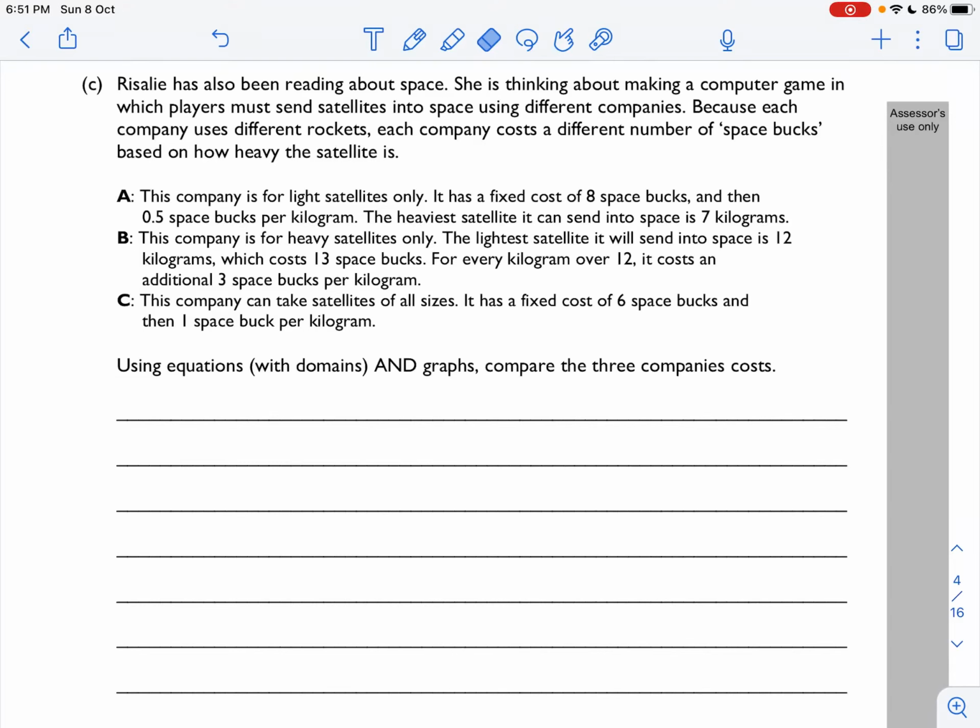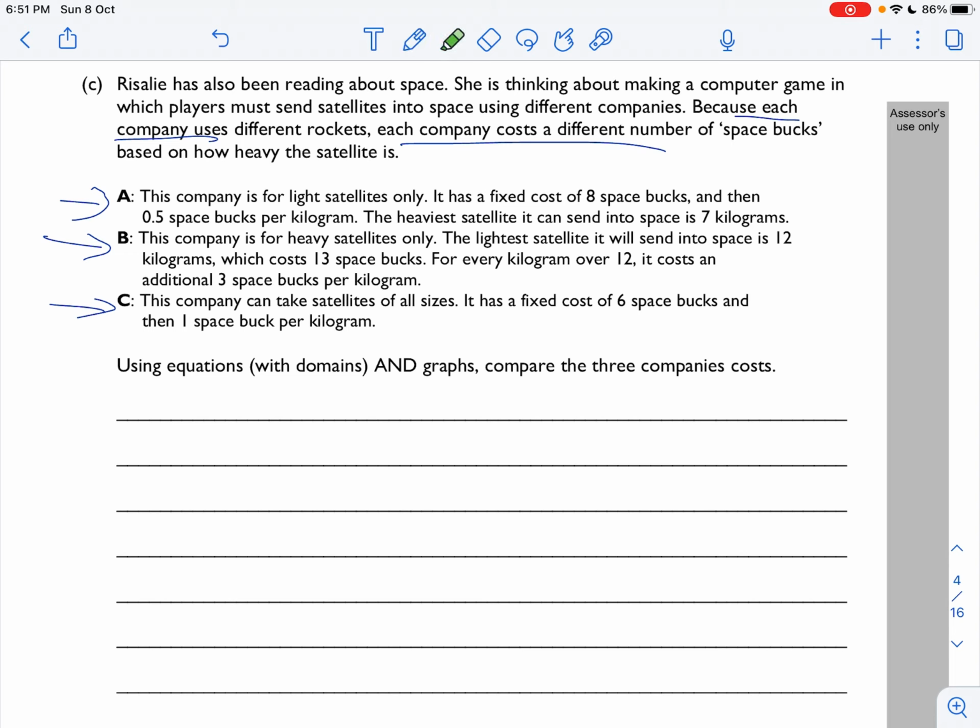So this is question 1c, where you've got Rosalie reading about space, and she's thinking about making a computer game. So you've got different companies using different rockets. Each company costs a different number of space bucks depending on how heavy the satellite is. So you've got three companies here, A, B and C. So we'll do A first.